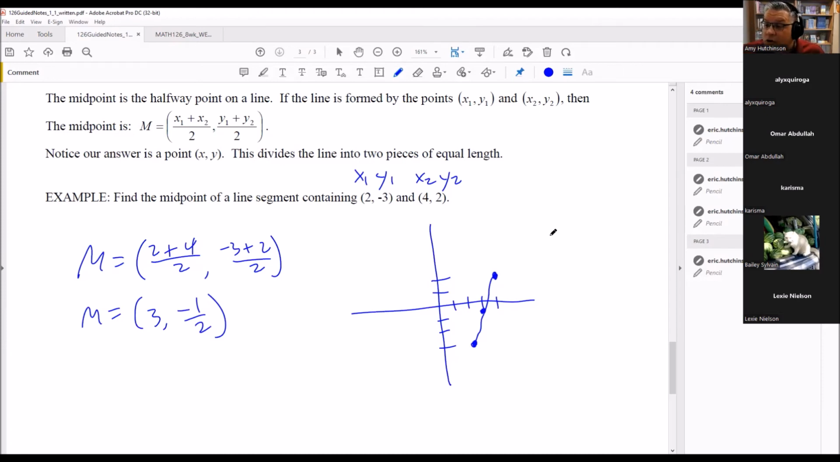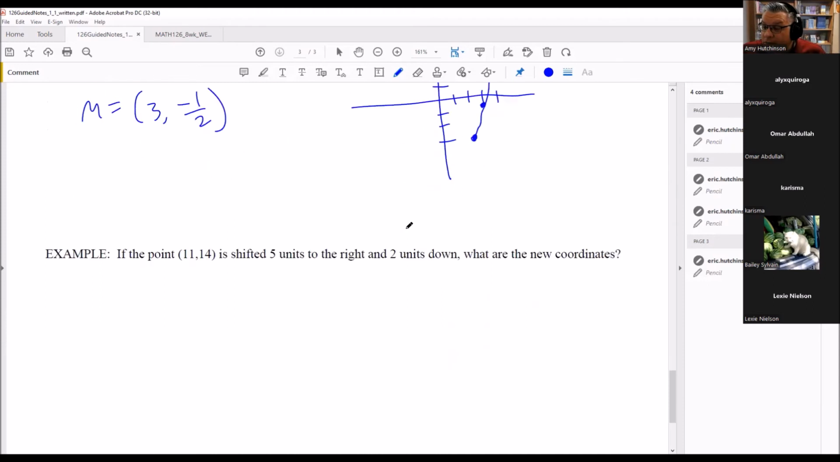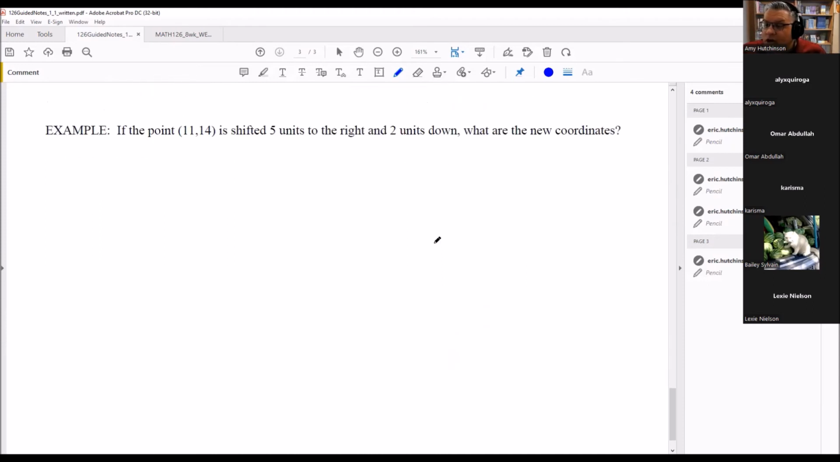So let's go through some other types of questions that you'll see in the My Open Math homework. Okay, so here's another one. It says, if the point 11, 14 is shifted 5 units to the right and down 2 units. Okay, so we got to go 5 to the right, and then we got to go 2 units down. So we're taking a point and we're moving it 5 over and then down 2. Okay. What are the new coordinates?